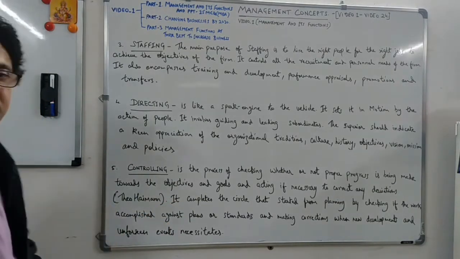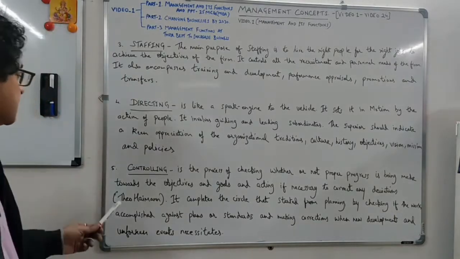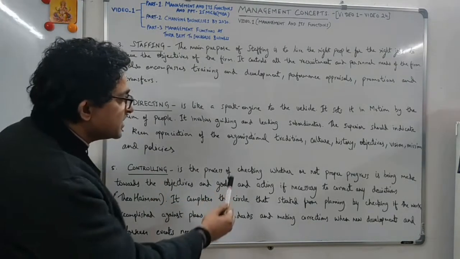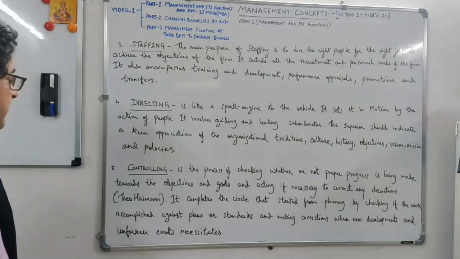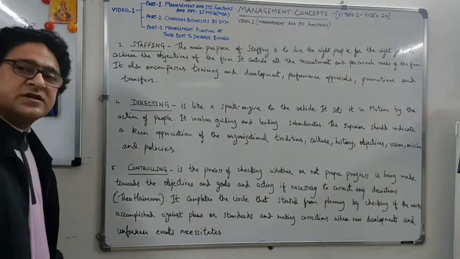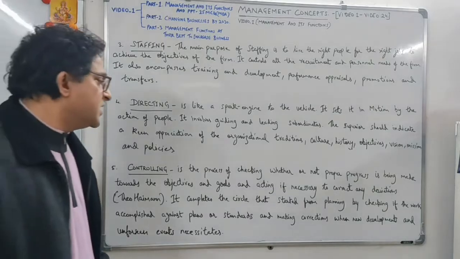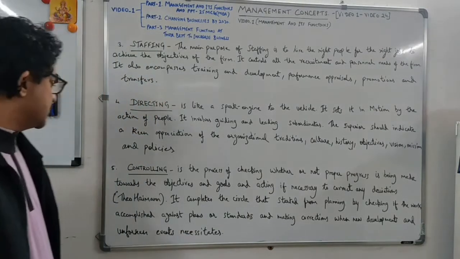Theo Haimann is a management expert. So he has said this, a beautiful definition. Again, we go through this. Controlling is a process of checking whether or not proper progress is being made towards the objectives and goals, and acting if necessary to correct any deviations.